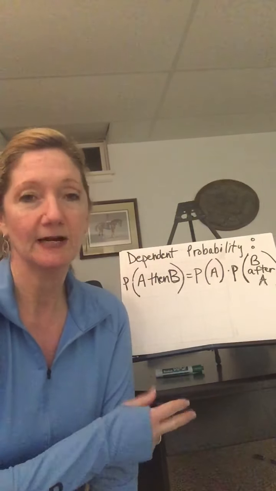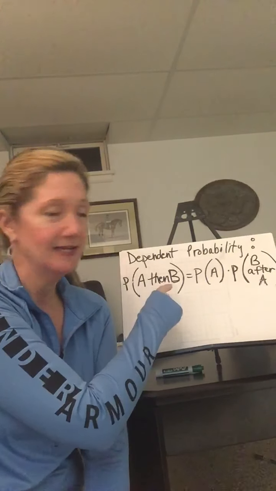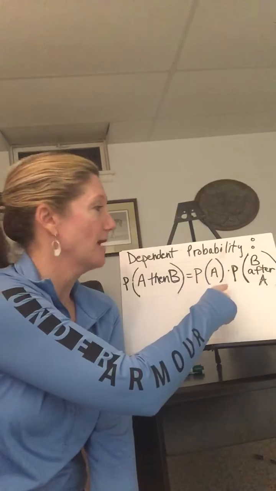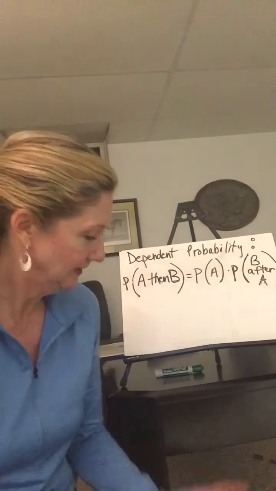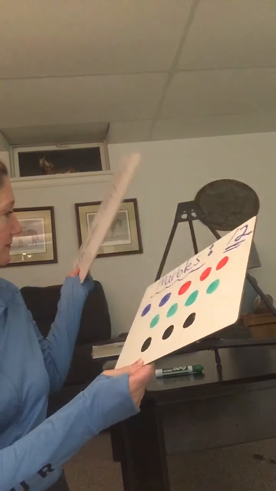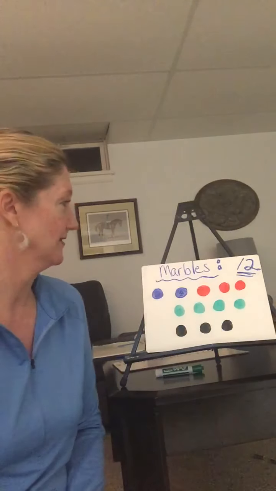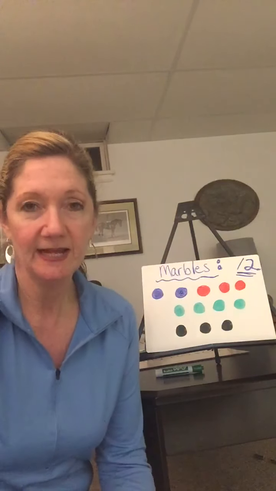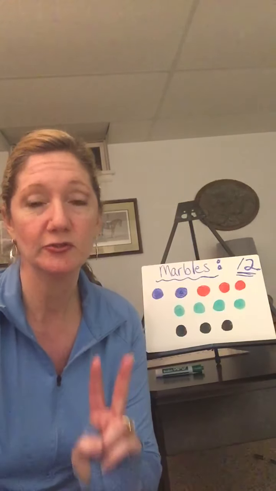All right, so the formula basically is this. The probability of event A and then B is equivalent to the probability of the first event, which is A, times the probability of event B after A. Okay, so a really simple example would be these colorful marbles here. So I have 12 marbles and you can picture them in a bag, and I want to know the probability that I'm going to pull out 2 red marbles. Okay, so what's the probability of pulling 2 red marbles?